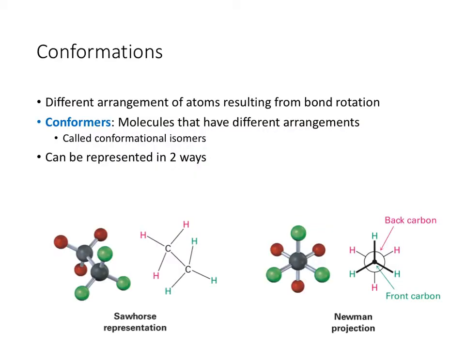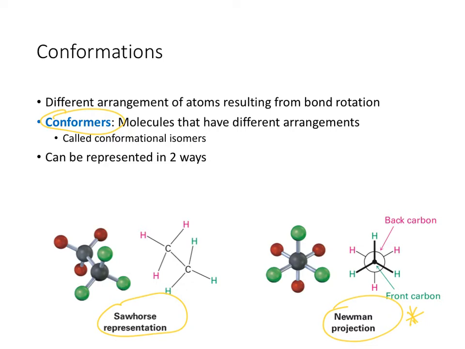The different arrangements of atoms that result from bond rotation result in conformers. So conformers are just molecules that have a different spatial arrangement of atoms. And they can be represented either as the sawhorse representation shown here or the Newman projection. And the Newman projection is the one that we're going to be using. We're not really going to be using the sawhorse representation. But see if you can see how the representations correlate to the molecule.